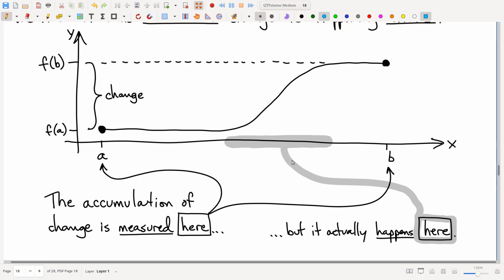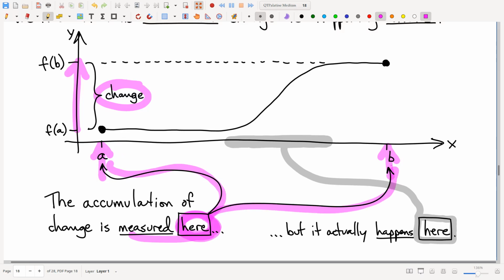Okay, so let's talk about the accumulating quantity in question. The accumulating quantity is change. Right, here's a picture of change. f of b minus f of a. View it as being that increase, as what I've drawn here. So how do we compute that change? Well, it's f of b, so we look at the endpoint b, and then minus f of a, we look at the endpoint a. The way we compute change is by looking on the boundary.